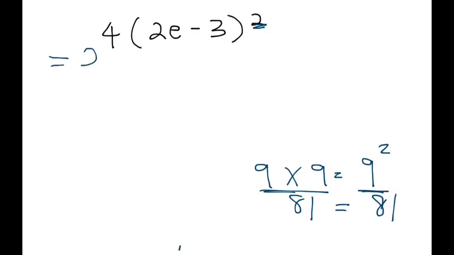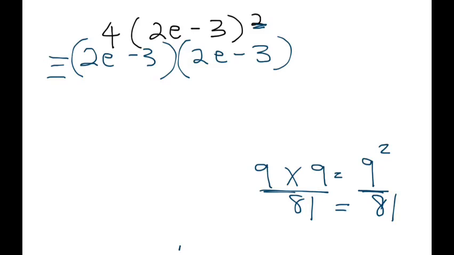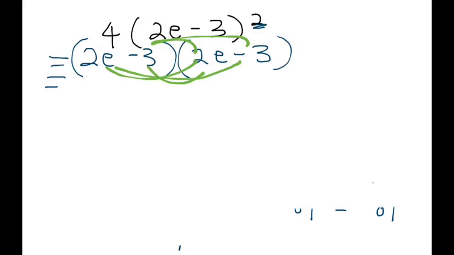So we'll say your 2e minus 3, so this bracket multiplied by itself, 2e minus 3. Okay, now we need to go in and we'll say your 2e multiplied by your 2e, your 2e multiplied by a negative 3, your negative 3 multiplied by your 2e, and then your negative 3 multiplied by your negative 3.